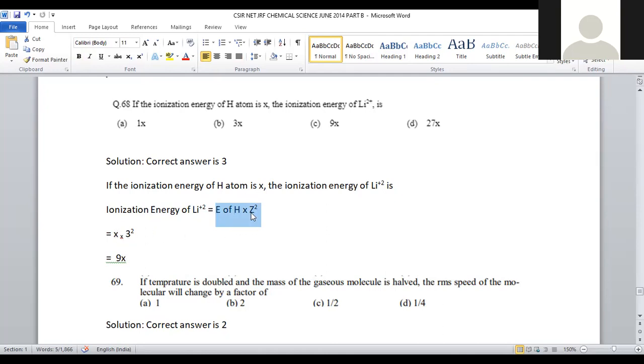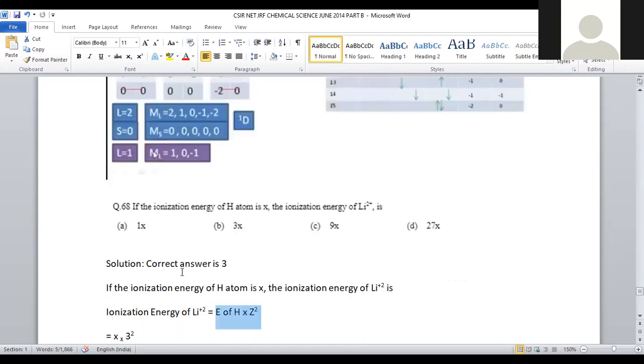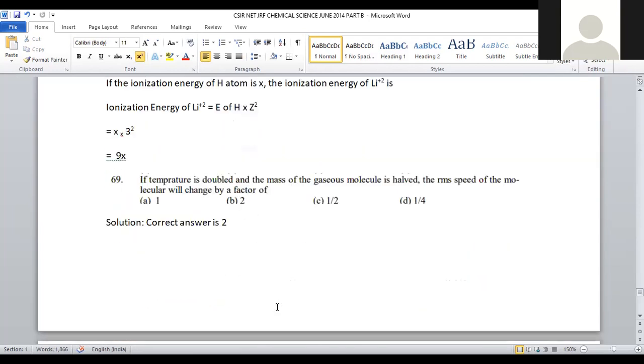So X into Z squared. The Z value, the charge of lithium, is given as 3, and 3 squared can be taken. So E is X into 3 squared, which is 9X. 9X is provided in option number 3. For question number 68, option number 3 is the correct answer. Let us move on to question number 69.